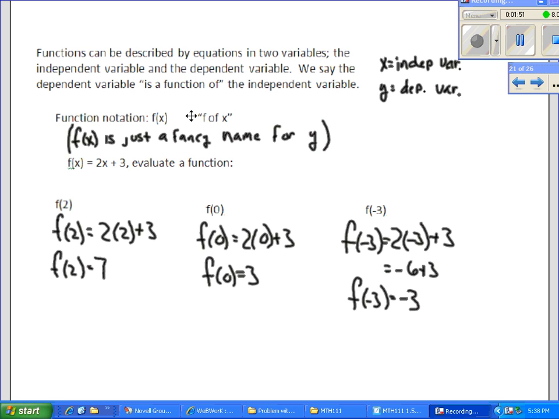It looks like f times x. It does not mean f times x. It just means f is a function of x, and it's just a fancy name for y.